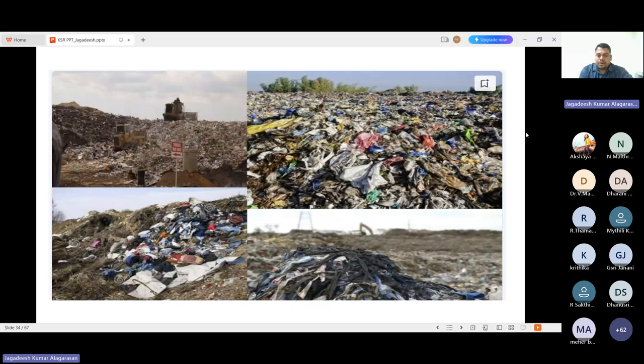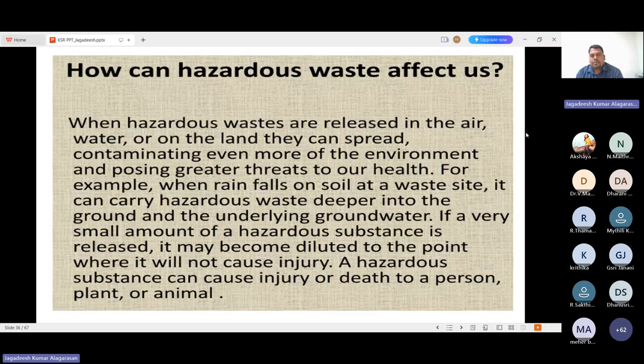This is the used waste they put in the land, it leaches into the landfill. How can the hazardous waste affect us? When the hazardous wastes are released in the air, water, or on the land, they can spread, contaminating even more of the environment and posing greater threats to our health.